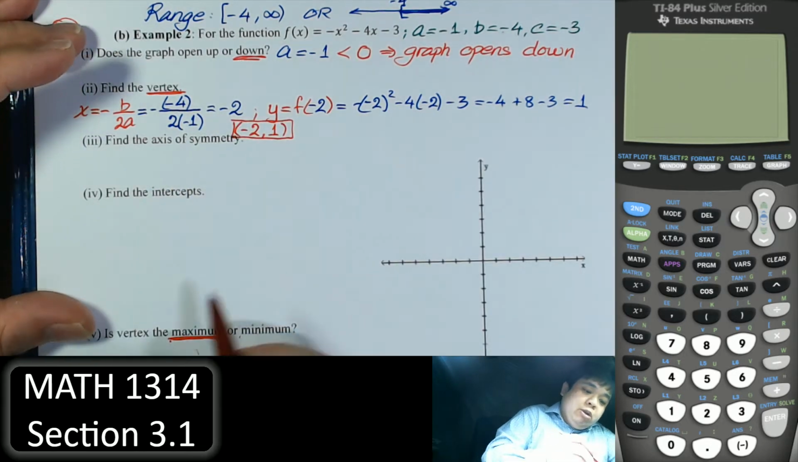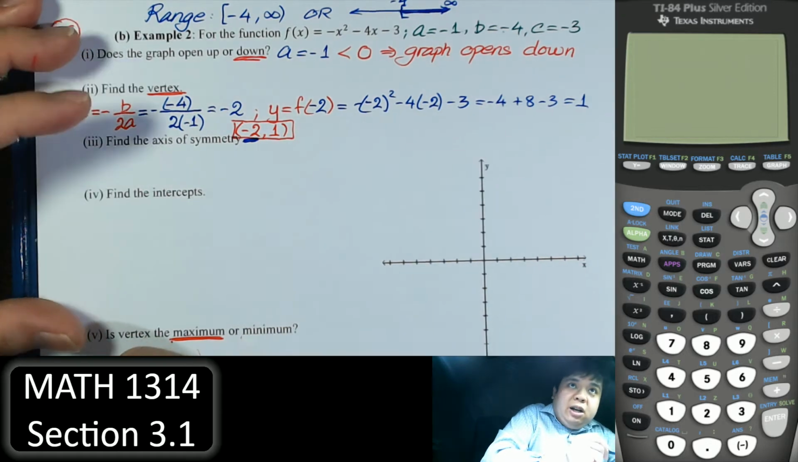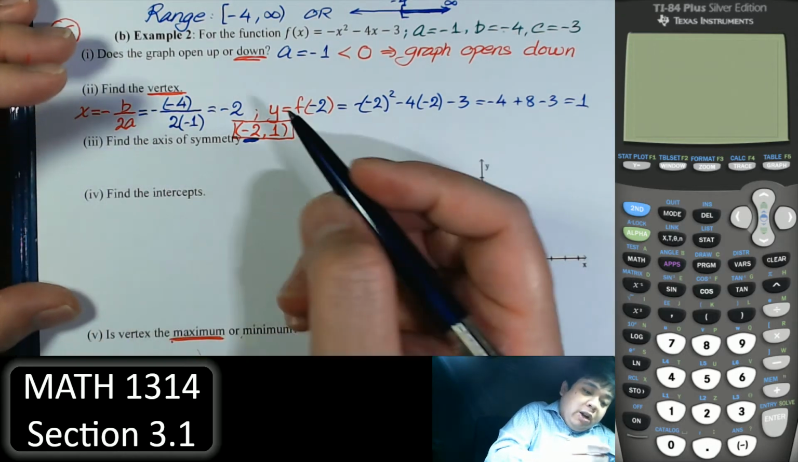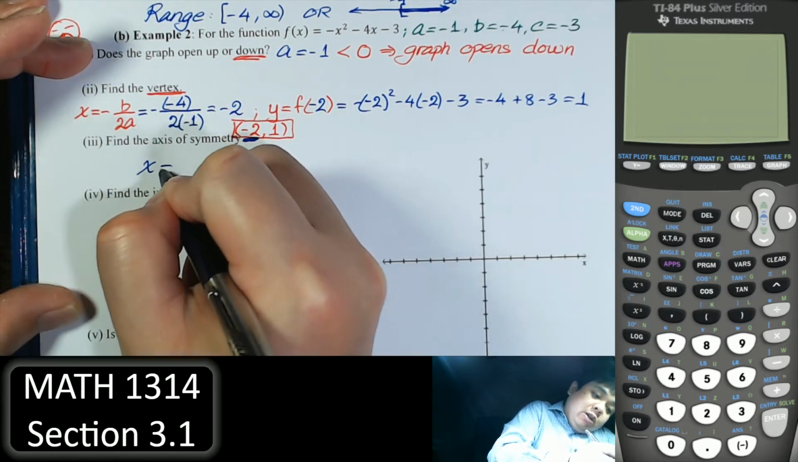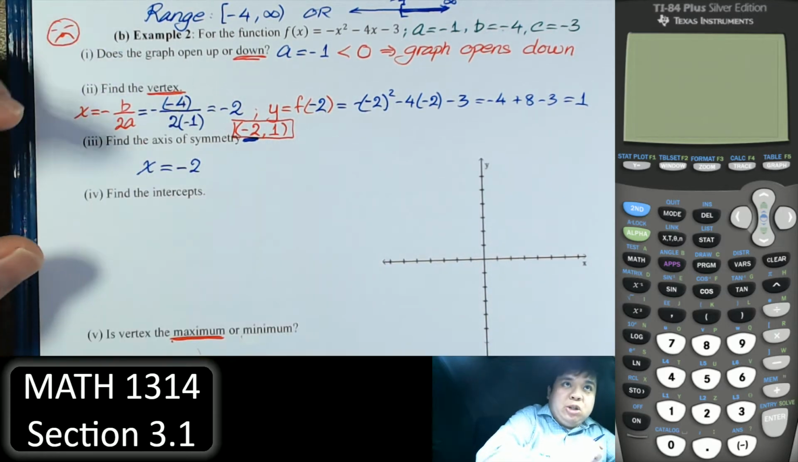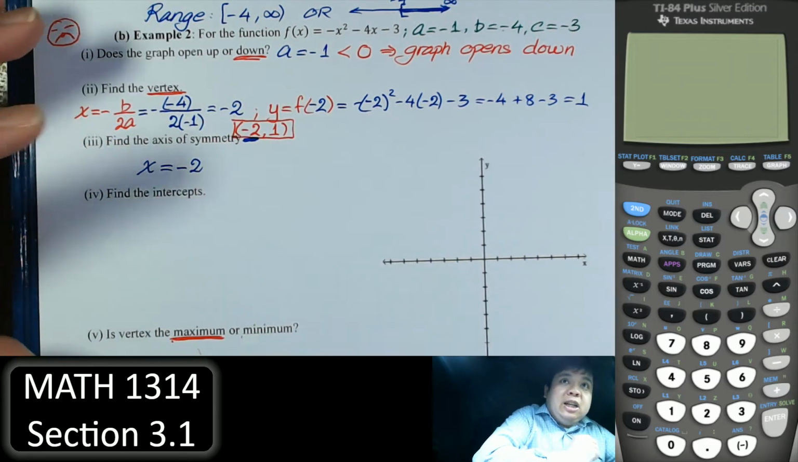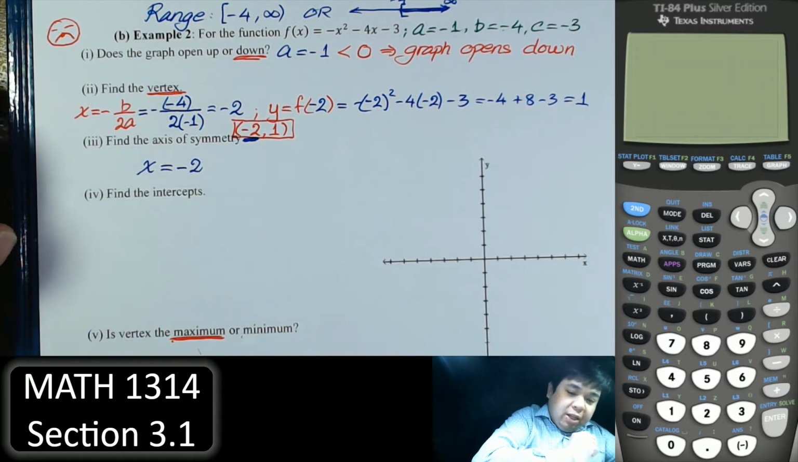And the axis of symmetry will be the same as the x value of the vertex, the x coordinate of the vertex. So we just have x equal to -2. Pretty much the same formula, -b over 2a. And that's very important. That's what we need to remember in this section.